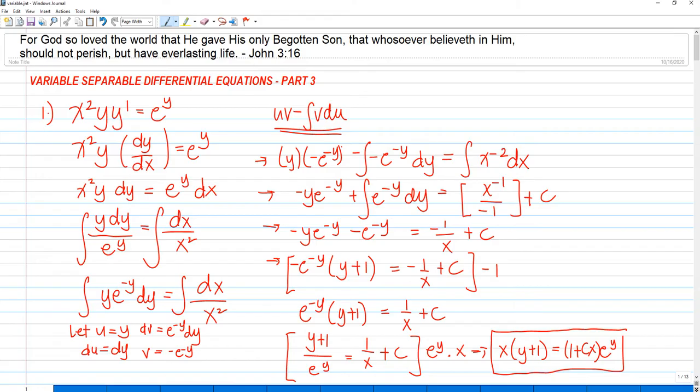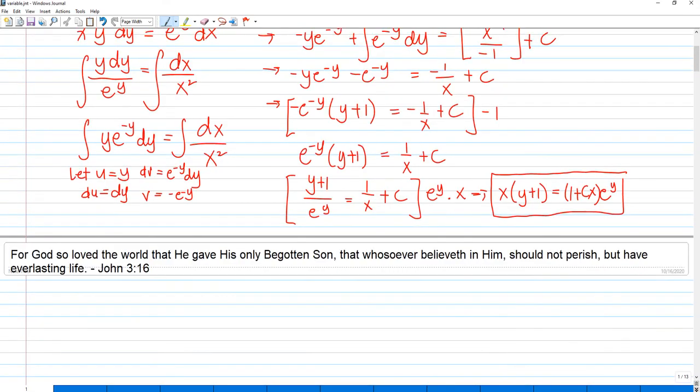So this will be our answer for problem number 1. We did an integration by parts as our solution for our integral. Okay. So for number 2, let's try again another problem.